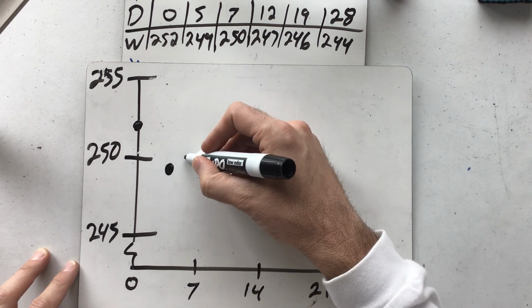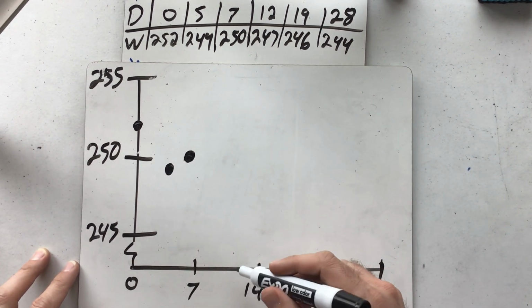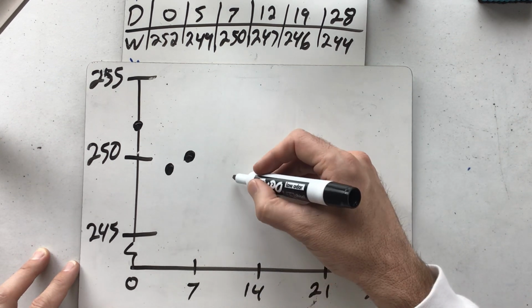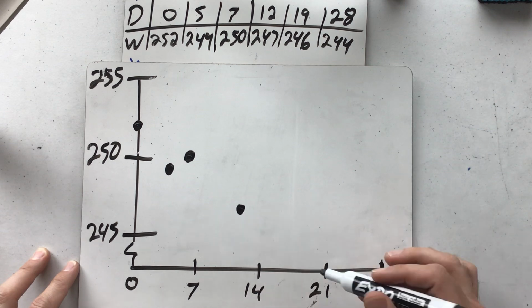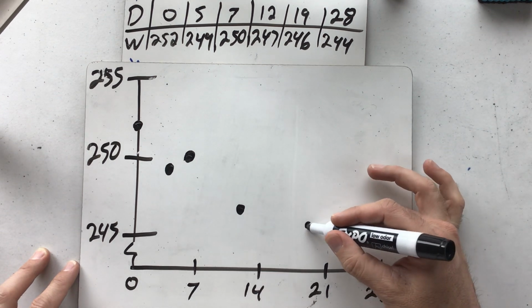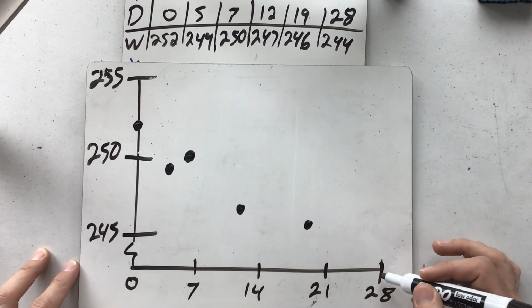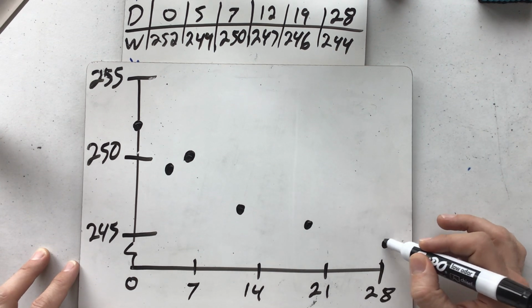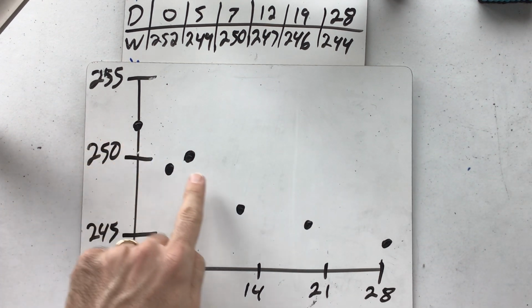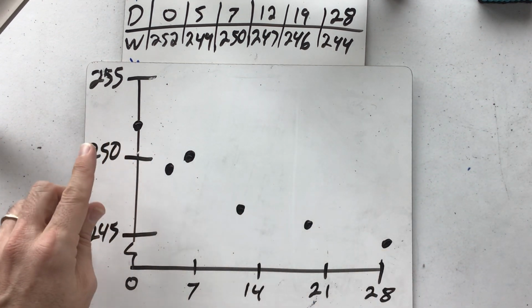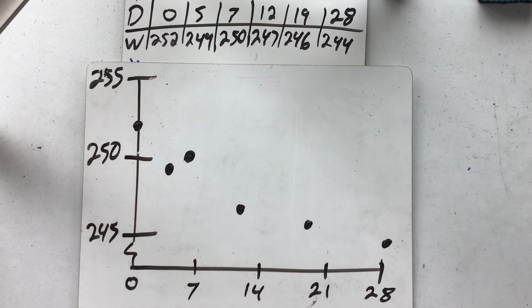7 and 250. 12 and 247, somewhere around here. 19 and 246. And then 28 and 244. So we can see the values, and what you can see is that the values are slowly decreasing, and so we would expect this to have some sort of relationship. And what we're trying to do in this section is capture how closely they're related to each other.